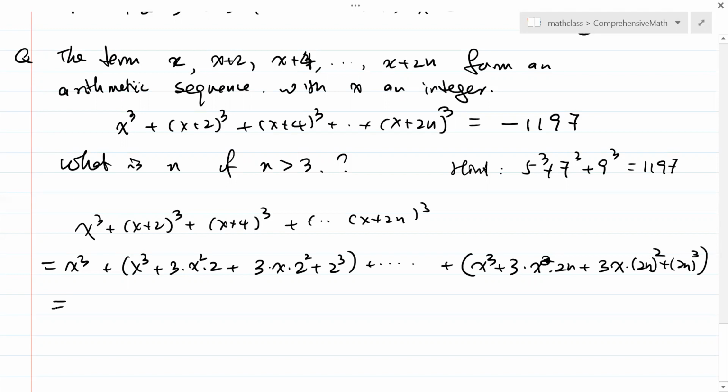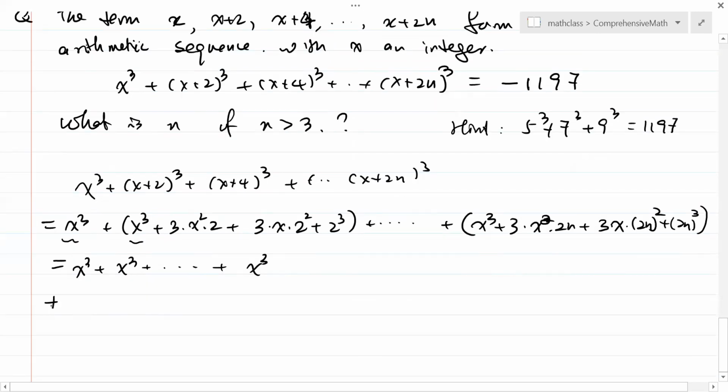I look at all the n cubes, right? How many are there? It's actually n plus 1 cubes. Then apply the above formula for each of them. You group them together, right? So you get x cubed, and so on, x cubed. It depends on how many.